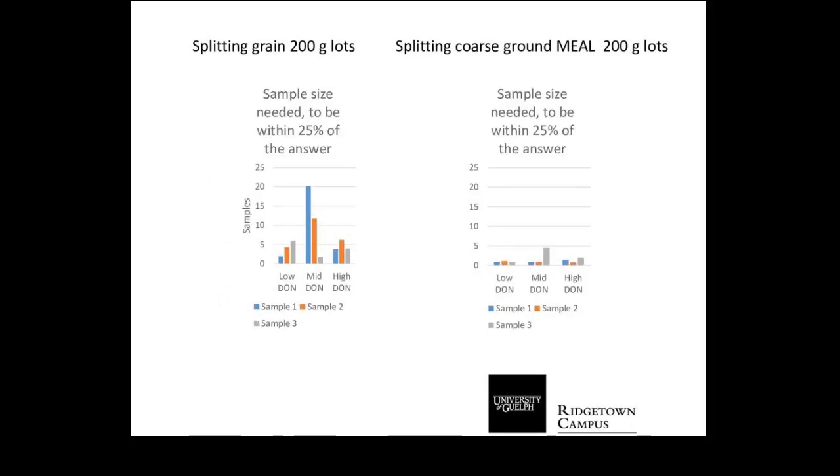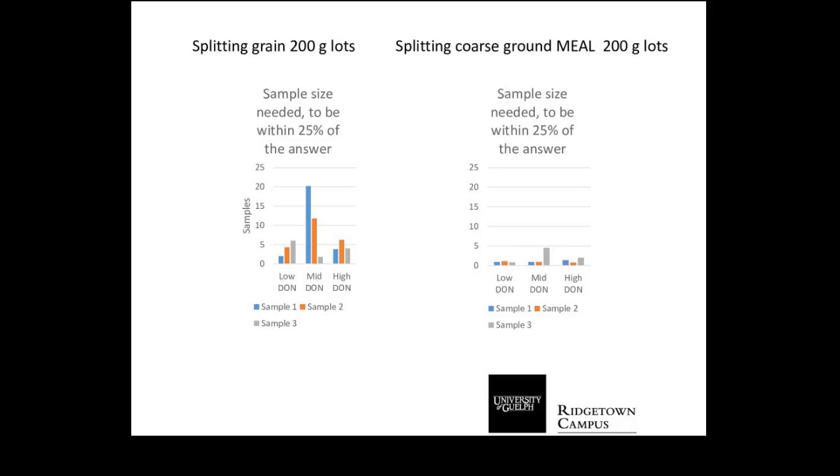We could also apply a formula that's in the literature for how to determine sample size. And so what this particular set of data shows on the left is that we need a lot of samples to get the right answer within 20% of the true answer, and or to within 25% of the true answer.